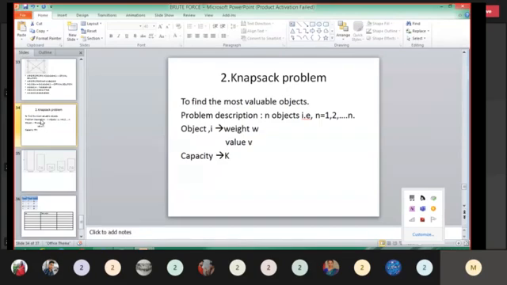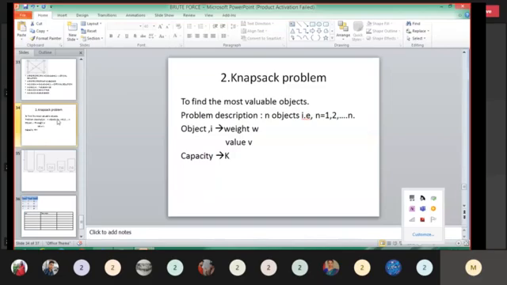Now the problem statement of the knapsack problem is: consider n objects, n equivalent to 1, 2 up to n. Each and every object is associated with weight W and value V. Weight is represented as W, value is represented as V. Next, capacity is capital K.